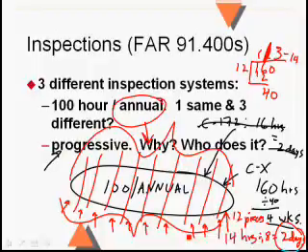So no part on the airplane goes more than 12 calendar months without getting looked at, so it's just as good as an annual. But the great thing is now, instead of being out of service for 4 weeks, it's only out of service for 2 days at a time.